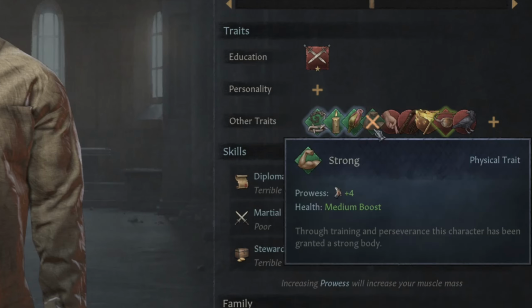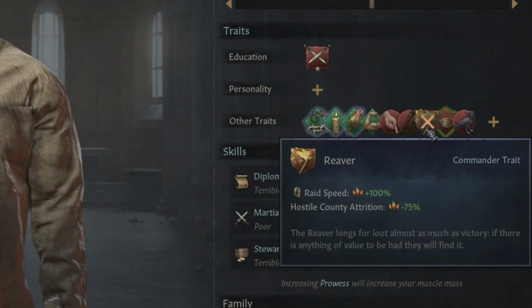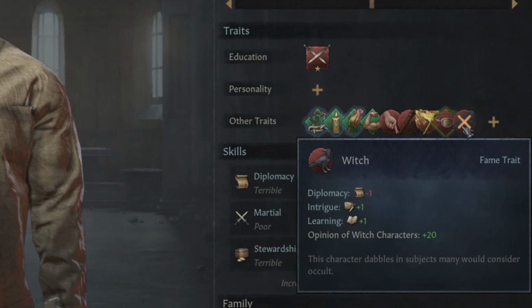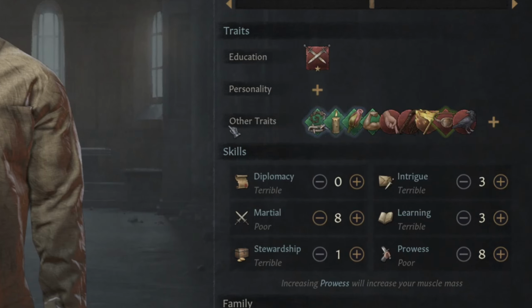I add Strong for additional life, Disloyal and Flagellant for point refunds, Reaver to become a proficient raider. When possible, I fit One-Eyed just because it's cool and also strong, and Witch to eventually form a Witch Coven. I can go Martial or Learning to either live longer or have better warfare. Either way, because we're living so long, you should be able to finish enough perks in both trees.